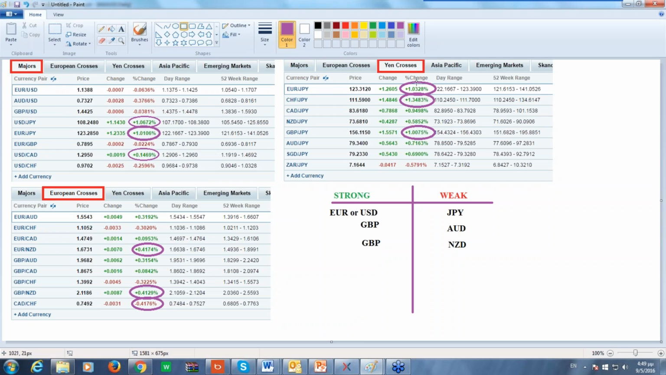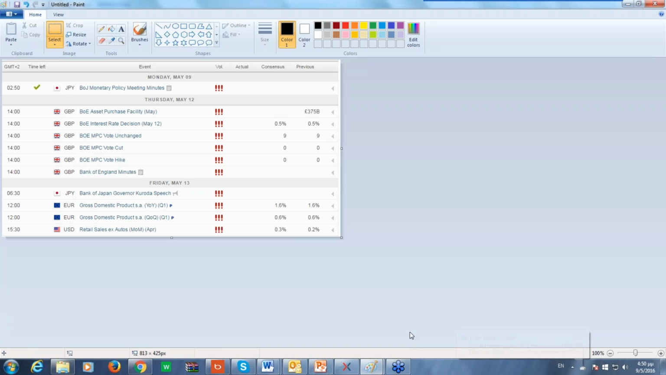As you can see, we have three areas. You want to be looking at the three highest movement ones here. For the majors, we have the highest movement on the USD/JPY, the EUR/JPY, and the USD/CAD, but more on the USD/JPY and the EUR/JPY. So you've got lots of movement on the USD, the Euro, and the JPY.